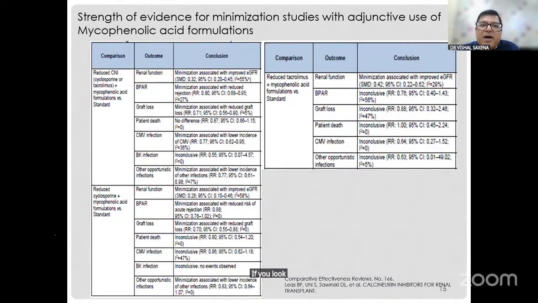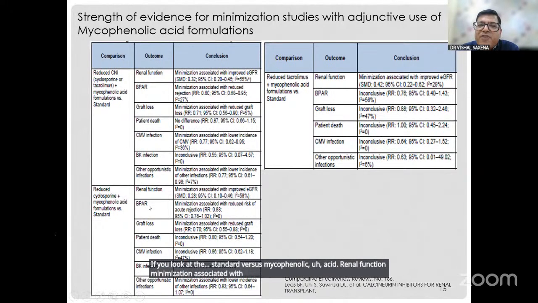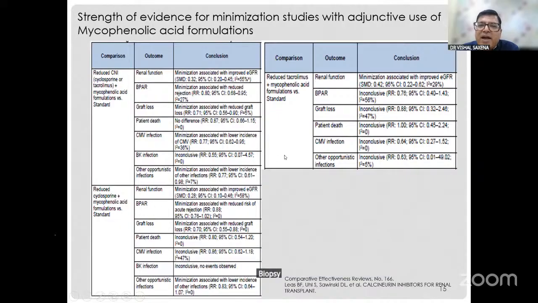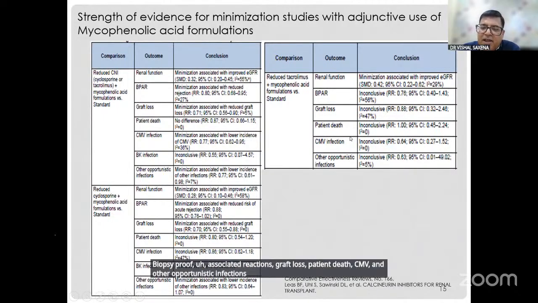If you look at the standard versus mycophenolic acid comparison, for renal function, minimization was associated with improved eGFR. Biopsy-proven acute rejection, graft loss, patient death, CMV, and other opportunistic infection were all inconclusive.